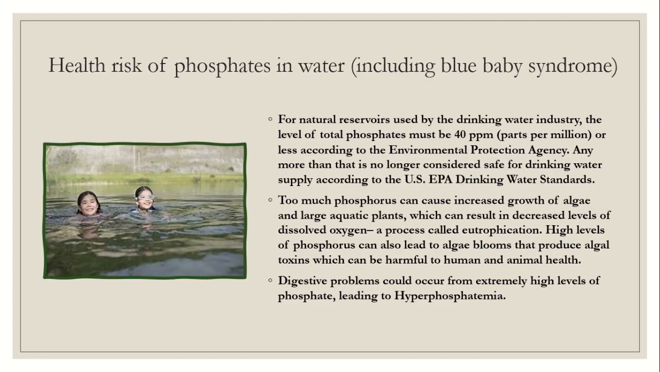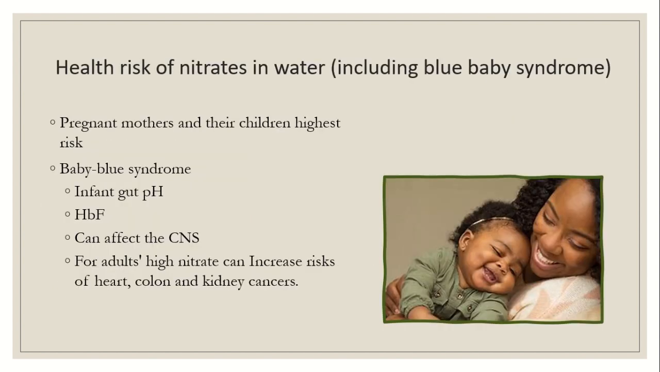Too much phosphorus can cause increased growth of algae, and it can also develop harmful bacteria. Humans and animals can be exposed to these bacteria through skin contact and swimming, breathing in droplets or mist that can contain these toxins, swallowing water, or eating food or supplements that can contain these toxins.